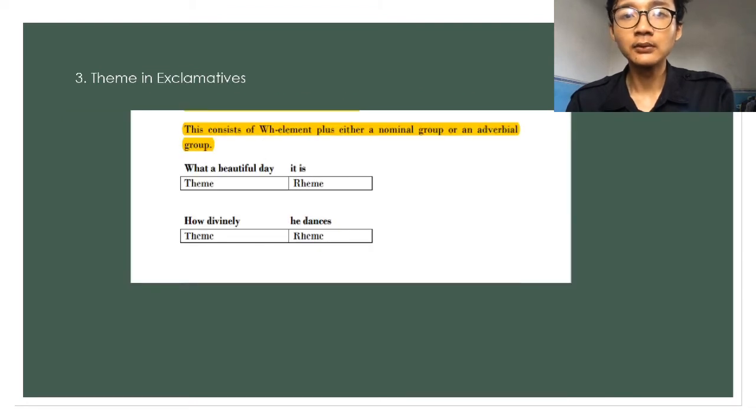Next, let's move to theme in exclamatives. Exclamative is another type of sentence that expresses enthusiasm, happiness, admiration, or amazement. And this consists of WH elements plus either a nominal group or an adverbial group. You can see the example below, like "What a beautiful day it is." The theme is "what a beautiful day" and the rheme is "it is." And the second example is "How divinely he dances." The "how divinely" is considered as theme and "he dances" as rheme.